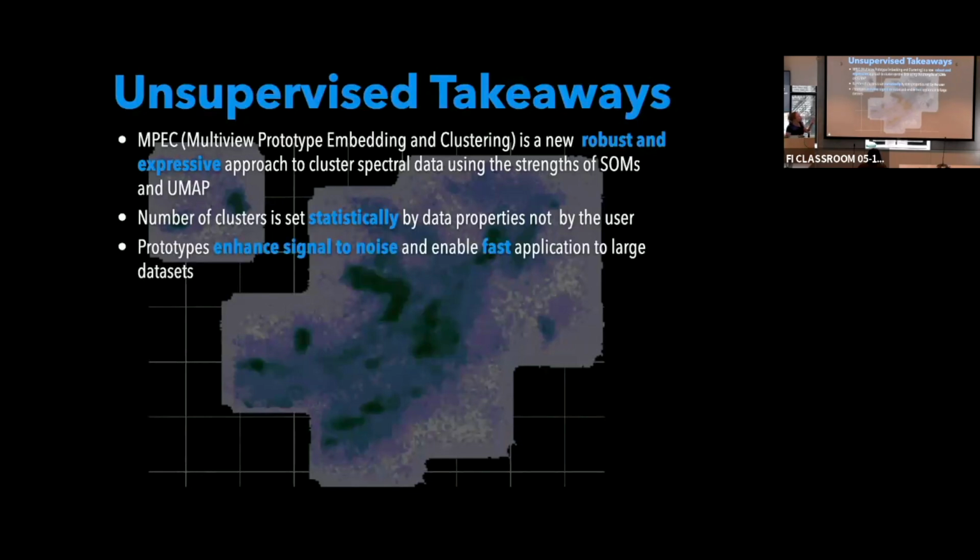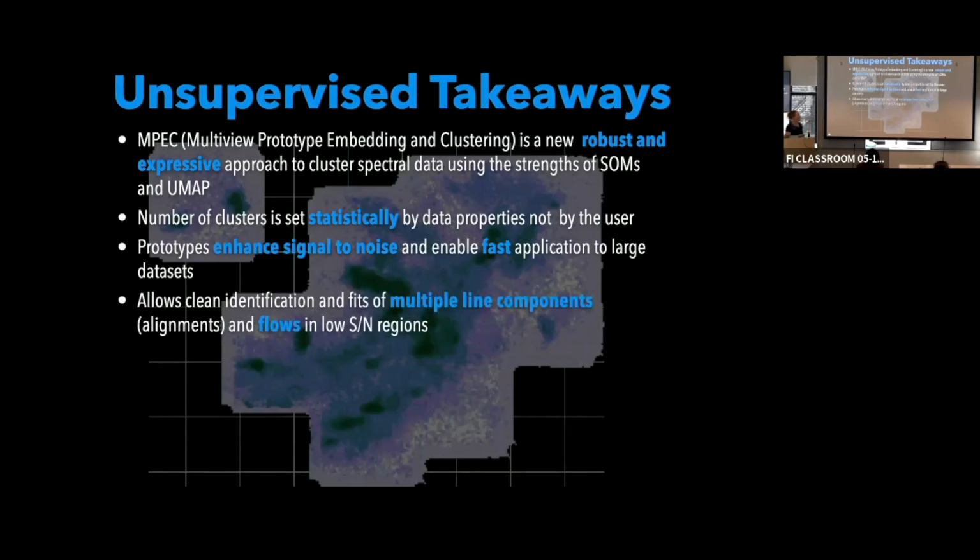Okay. The other thing is that we've used this prototype approach to enhance signal to noise, and this allows us to apply this very efficiently, very fast, right? This is very computationally efficient. And the bonus is that with these prototypes, we get a very clean identification of clusters, which allow us to cleanly fit multiple line components to look at flows and other features in very low signal to noise regions.